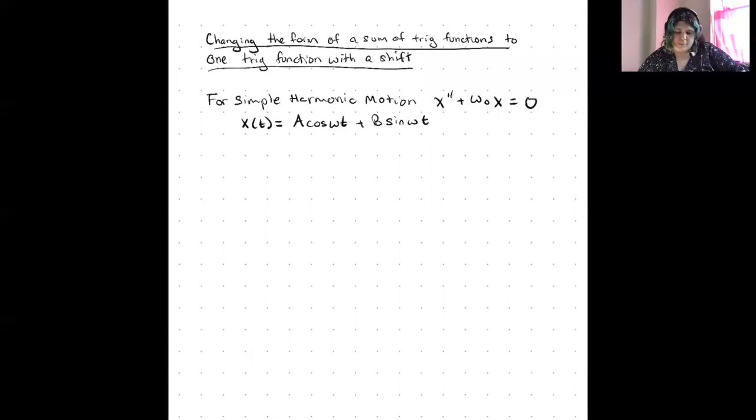Okay, so I'm going to talk to you about how we can change the form of a sum of trig functions, like the solutions that we see for the simple harmonic motion case, to one single trig function, which ends up having a phase shift and gives us more information about physically what that solution means.